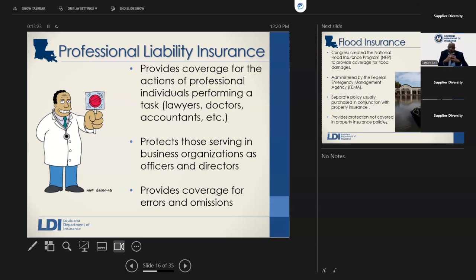So let me give you an example. Let's say you are preparing taxes, and you make a mistake on somebody's tax return, which causes them to owe additional money to the Louisiana Department of Revenue or to the Internal Revenue Service. Guess what? They're going to want to sue you in order to get their money back, to be made whole again for your mistake. So it's a good idea to have professional liability insurance in the event you make a mistake, or you cause an error, or you omit something. That's called professional liability insurance, sometimes also referred to as malpractice insurance.